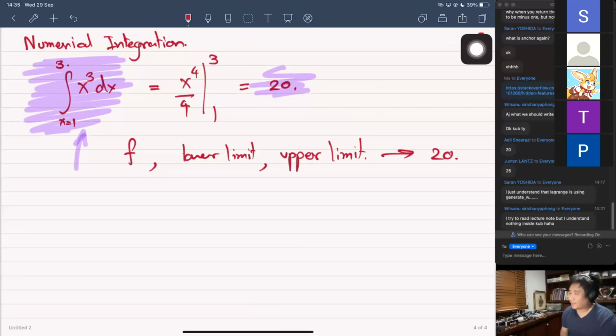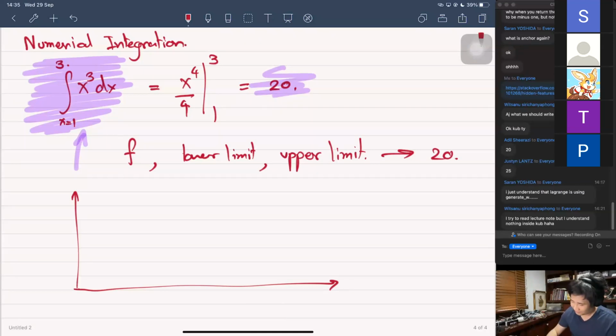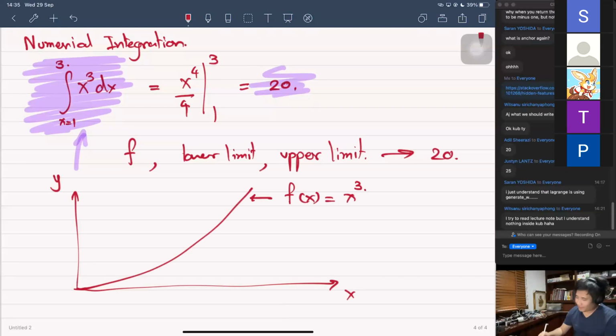So let's think about how we would do one. Does anyone have a good idea? If I try to integrate x cubed, what would you do? Teach a computer how to integrate x cubed without giving it the rule that it's x to the 4 over 4. What would you do? So x cubed looks like this. This is y and this is x, from 1 to 3. So this is 1 and this is 3.